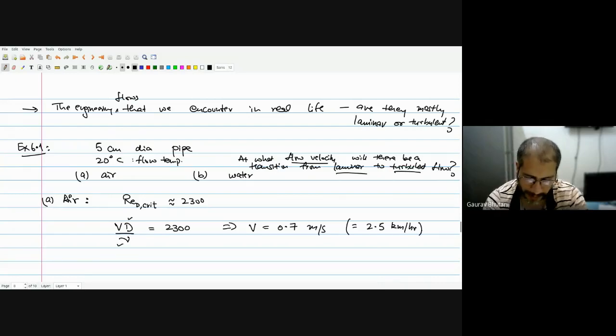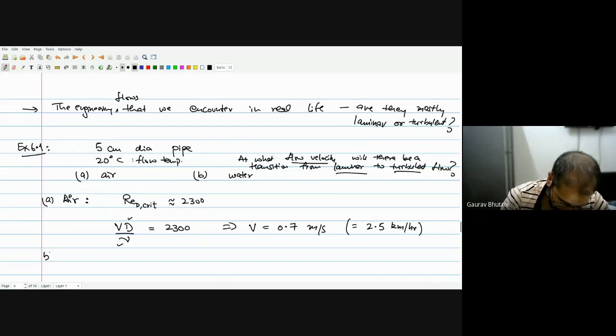So most of the airflow situations that you will deal with will definitely be more than this. So what that means is most of the engineering problems that we'll solve or that we'll have to work with, airflow in a pipe, in this kind of pipe, 5 centimeter is a decent size for airflows, the flow will be turbulent because the flow is mostly turbulent for airflows in pipes.